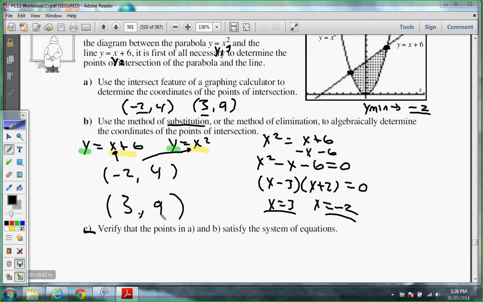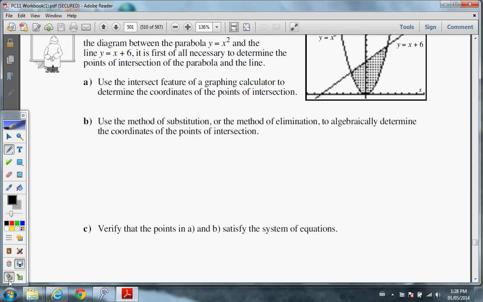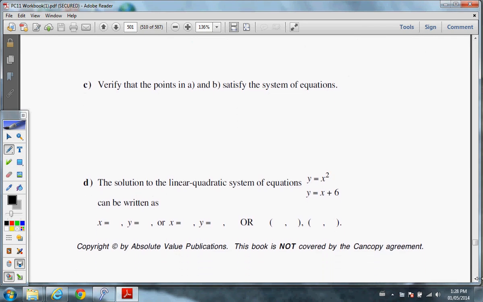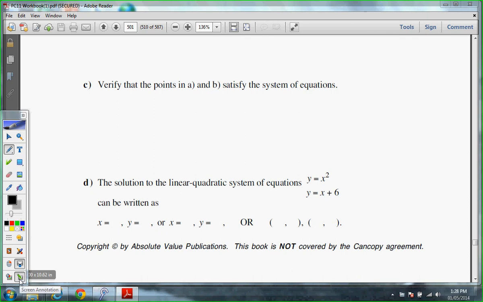Okay, really quickly, let's go ahead and verify. To verify, we're going to use our point 3, 9 and our point -2, 4, and we're going to plug them into each of the two equations and make sure they're true.